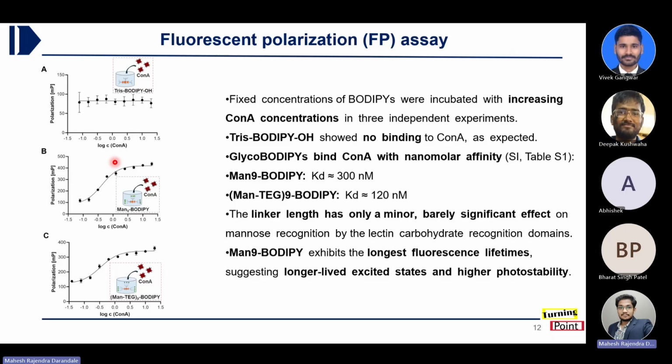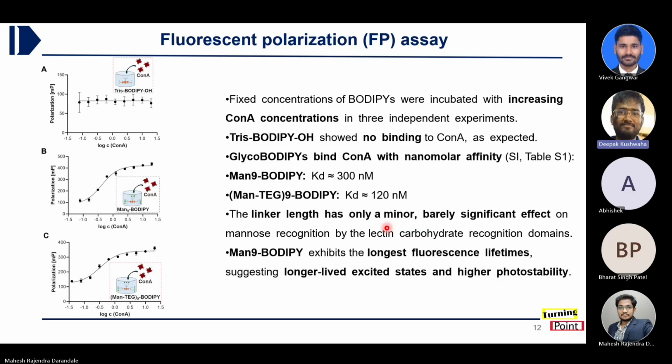Yes. So how is the linker coming into the picture? Exactly, I don't know the exact reason, but they still mention a minor or barely significant effect. Whatever you are saying is correct, that the lectin is directly binding to the mannose at the outer ring, the outer side. So whatever is present in the middle, what is the use of that middle and the distance between the middle and the mannose?